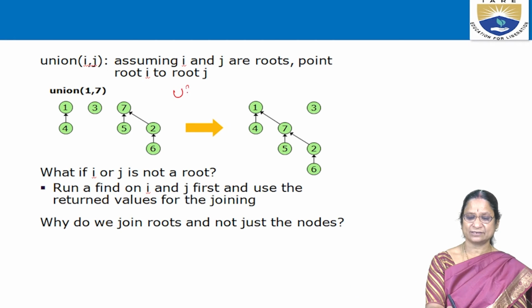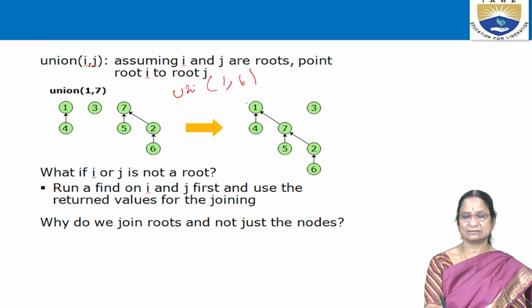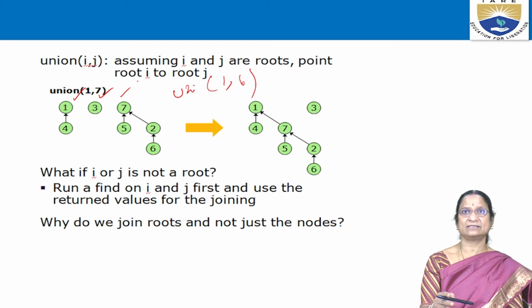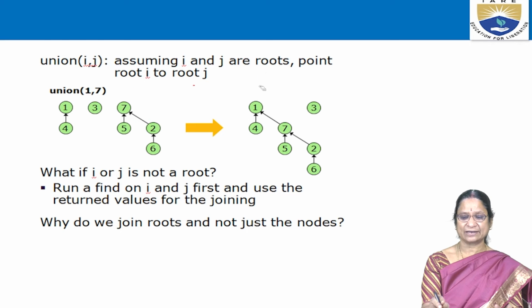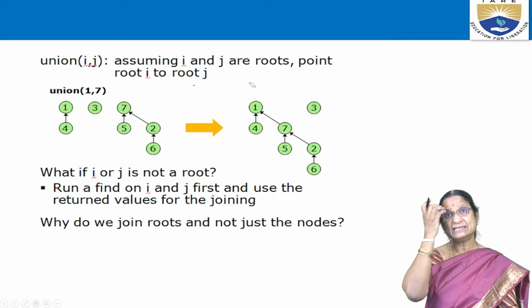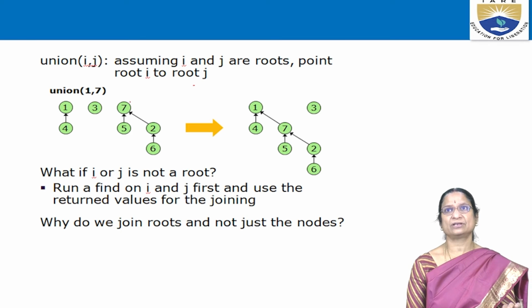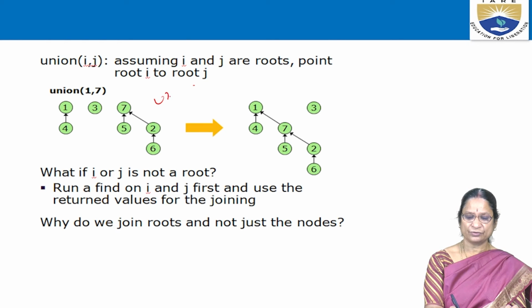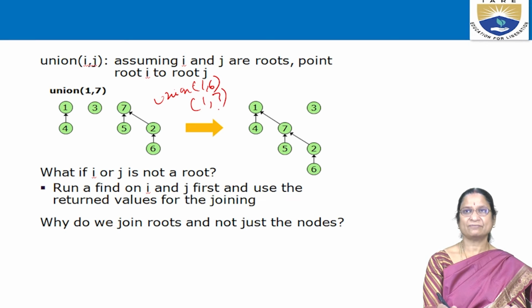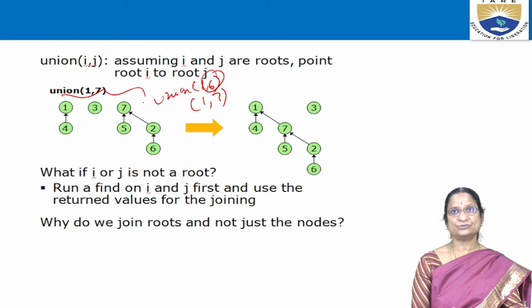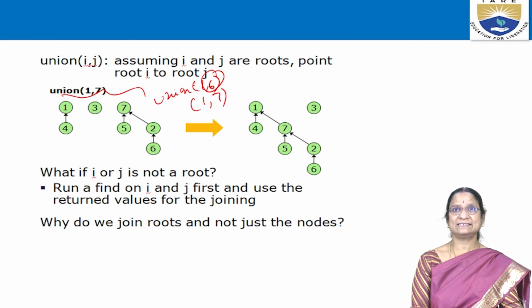Let us assume that we consider union of 1, 6. 6 is not the root of any tree in these three. The collection of trees is 1, 3, 7. Three trees are there. 1 is there, but 6 is not in this collection. What am I supposed to do? If it doesn't exist as a root, we have to use the find algorithm and find the root of the tree. So this union of 1, 6 will become union of 1, 7, because 6 doesn't exist as a root of any of these three. I have to find 6.